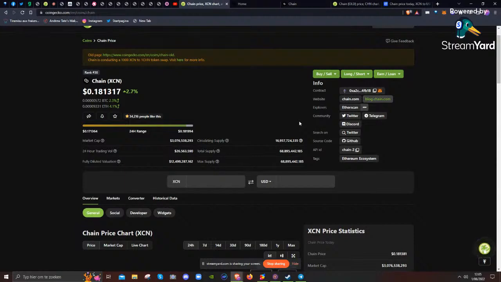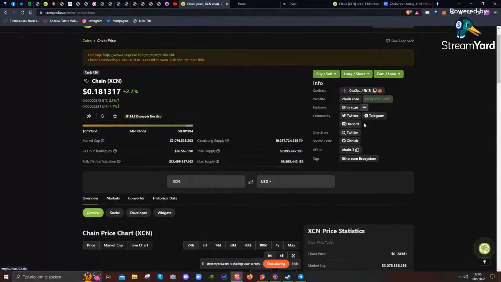A coin has its very own blockchain. A token is built upon another blockchain. For example, here with Chain, we are talking about a token by reason it has been built on the Ethereum network. It doesn't have a chain of its own. It has its own community, etc., but it relies on the success of Ethereum more or less.